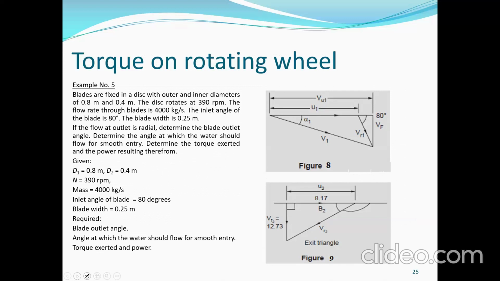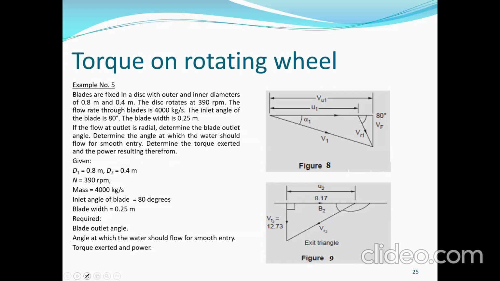So example number 5. Blades are fixed in a disc with outer and inner diameters of 0.8 meters and 0.4 meters. The disc rotates at 390 RPM. The flow rate to the blades is 4,000 kg per second. The inlet angle of the blade is 80 degrees. The blade width is 0.25 meters. If the flow at outlet is radial, determine the blade outlet angle.